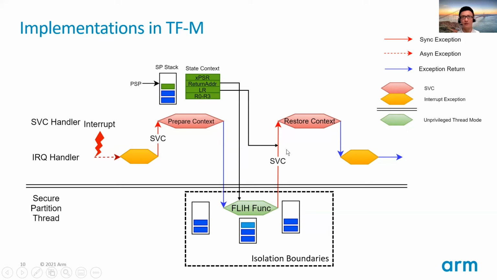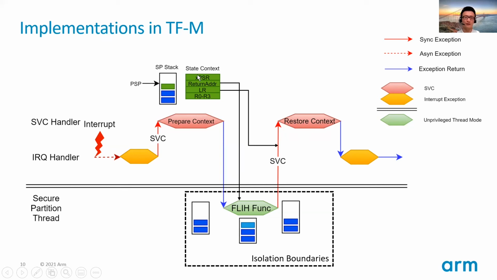So in TFM, we set this to the function that calls the second SVC to restore the context. So when the FLIH function returns, it does not need to explicitly call an SVC to restore context. So that's very convenient. And the return address is where the exception returns to. So in our case, it's the FLIH function.